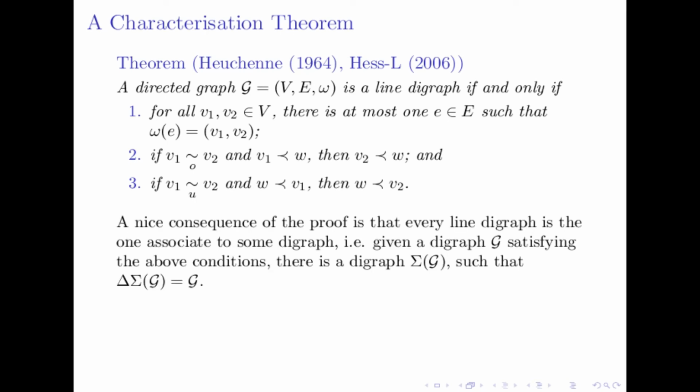A nice consequence of our proof of the theorem is that every line graph is associated to some digraph. So they are special, but every line graph is associated to some digraph. Namely, given a digraph G satisfying the above conditions, there is some digraph sigma G such that delta of sigma G is G. It's not unique. This is important to point out. This is not a unique graph that gives rise to a given digraph, but there is always one.